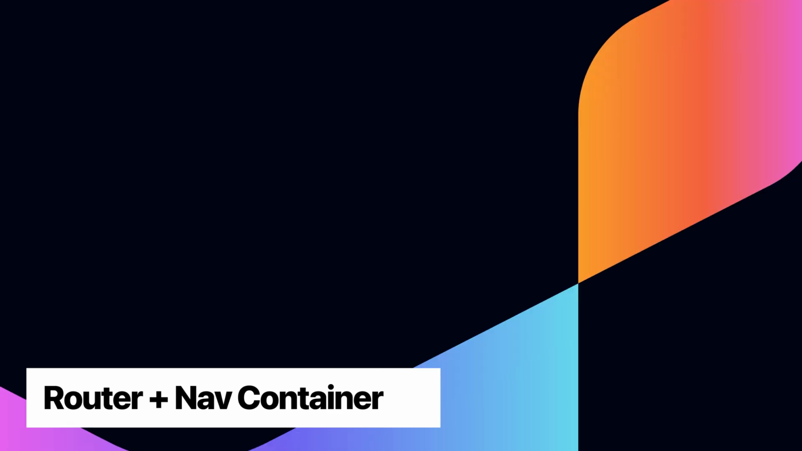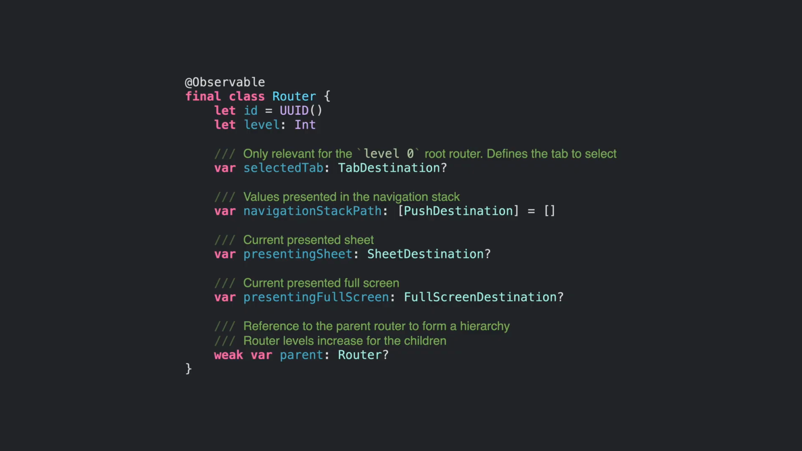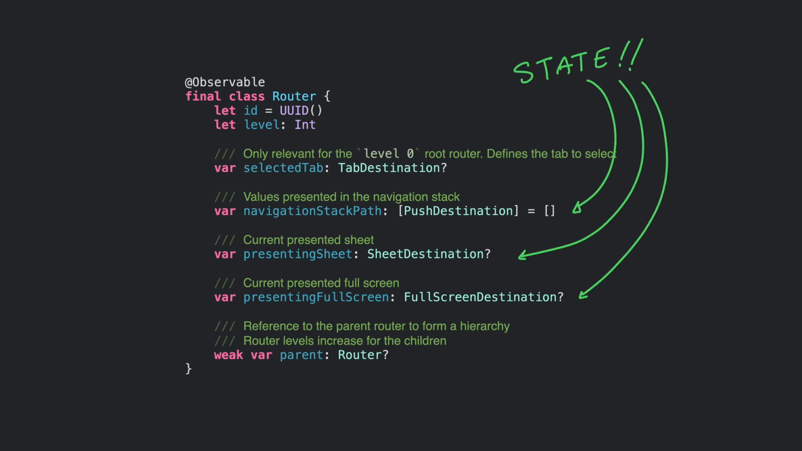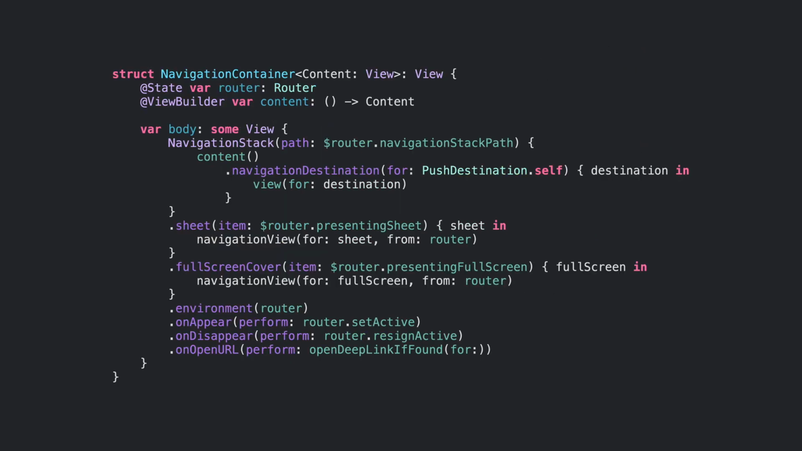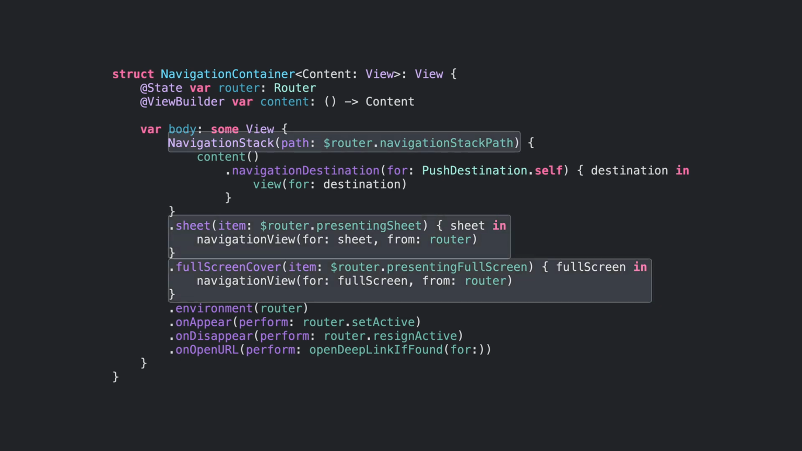A router and navigation container. The next step involves two components, a router and a navigation container. The router contains the state for navigation in different properties for the kinds of navigation. Setting the right state for the router should result in the right navigation, where the state uses the destination values. Then the navigation container owns a router object, wraps a navigation stack, and uses its router to set the state of the navigation stack and sets the SwiftUI navigation modifiers for sheet and full screen.